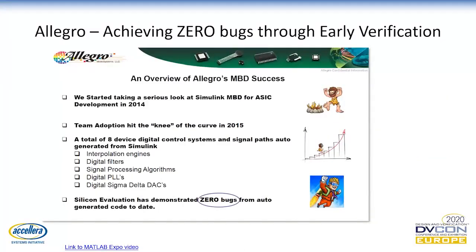The next part that I would like to talk about is from Allegro, who's an automotive supplier. And the title says achieving 0 bugs through early verification. So as you can see on the slide, they say, and it's their words, not ours: We started taking a serious look at Simulink model-based design for ASIC development in 2014, so roughly 6 years ago. And they say that for team adoption, basically they reached full efficiency in 2015, so it took them roughly 1 year to get into full efficiency, and the result of it was 0 bugs, so no respins anymore.